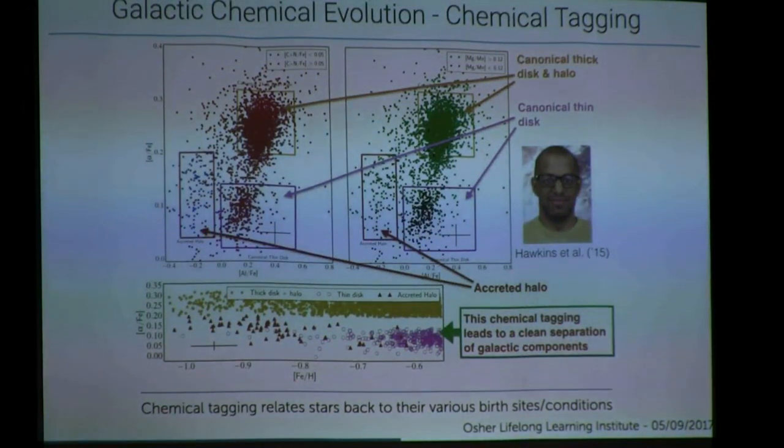Here is a really cool project done by Keith Hawkins, who is now at the Simons Foundation in New York. What he did was look at various different chemical planes. He looked at carbon plus nitrogen over iron and, like I told you, alpha over Fe, aluminum versus iron, and by making all these different cuts, he was able to separate different parts of the galaxy cleanly in a way that hasn't been done before. That's because while there's some overlap in two dimensions of chemical abundance space, if you look in more dimensions of chemical abundance space, you start to realize that you can find these clean cuts. And so this is what's getting into what's called chemical tagging.